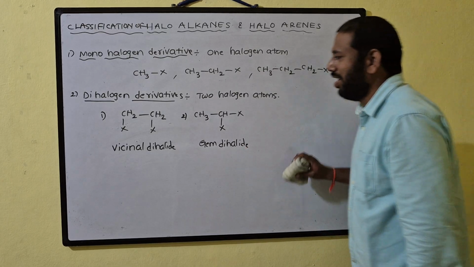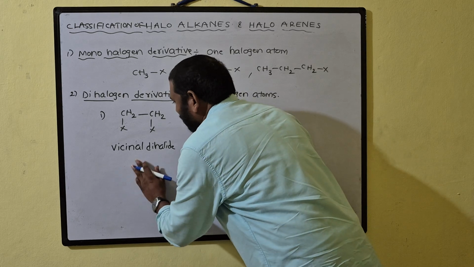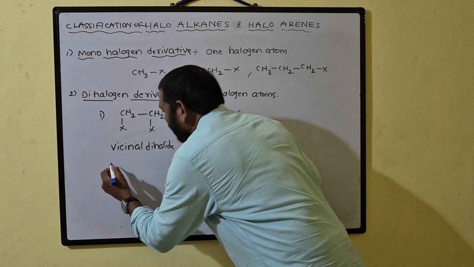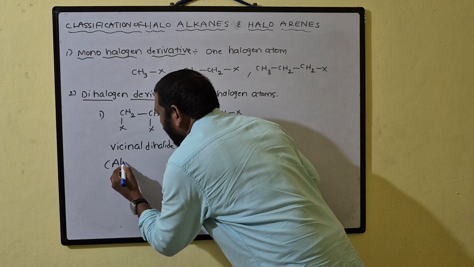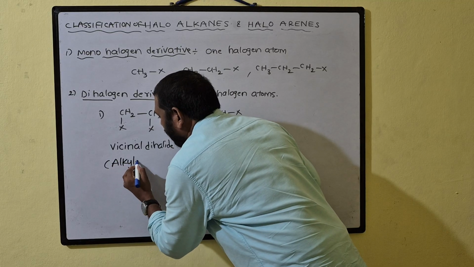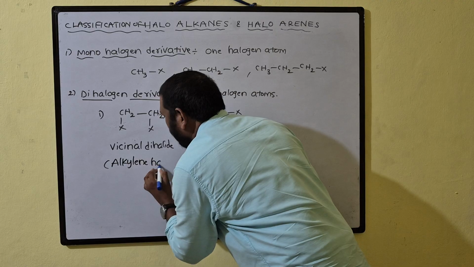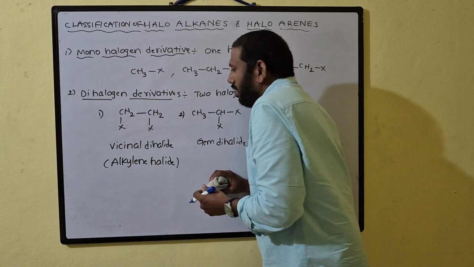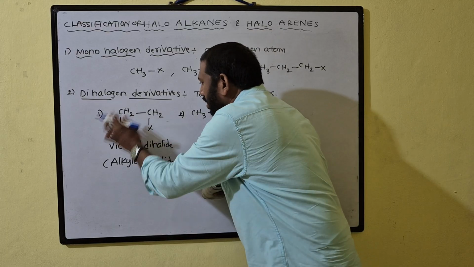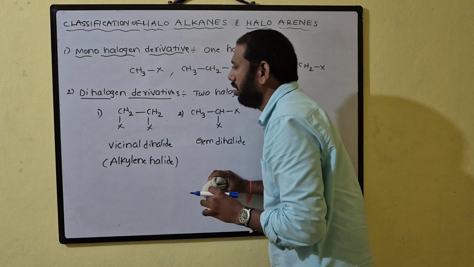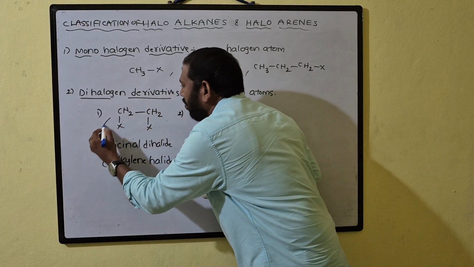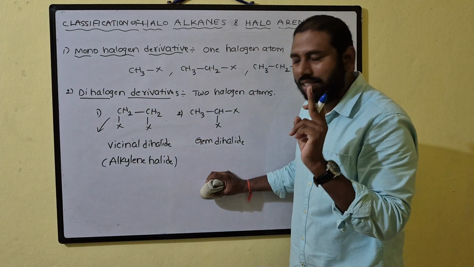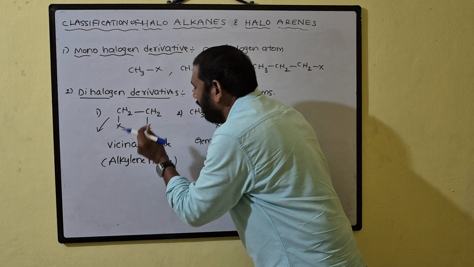Right. Now, vicinal dihalide has a common name, alkylene halide. For example, this vicinal dihalide contains two carbons. So can we say the name? Two carbons means eth, so ethylene halide.